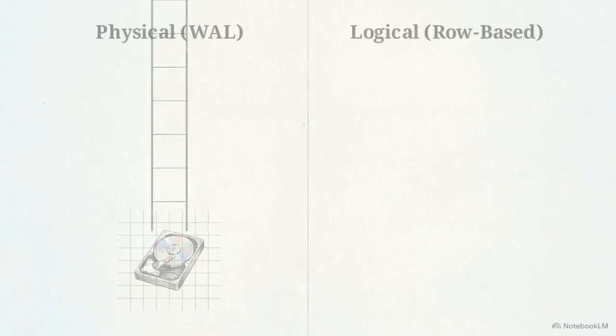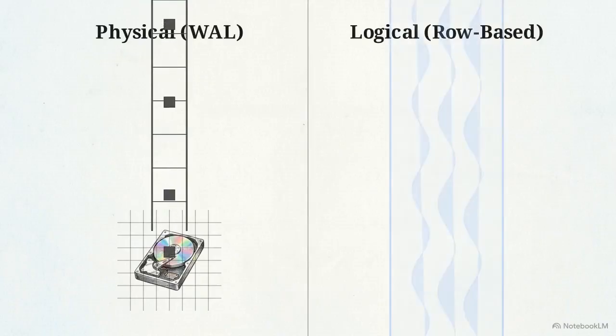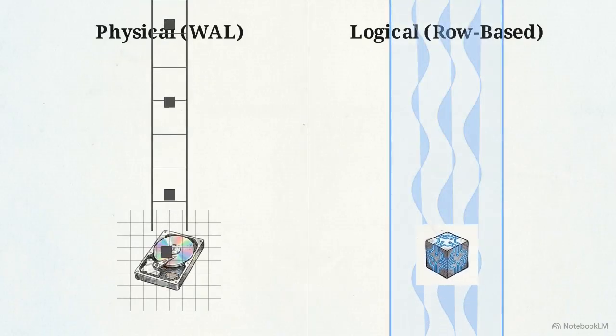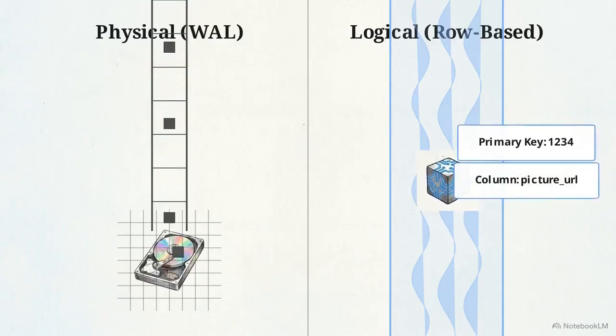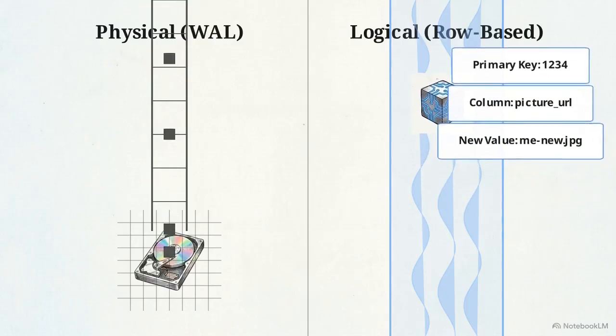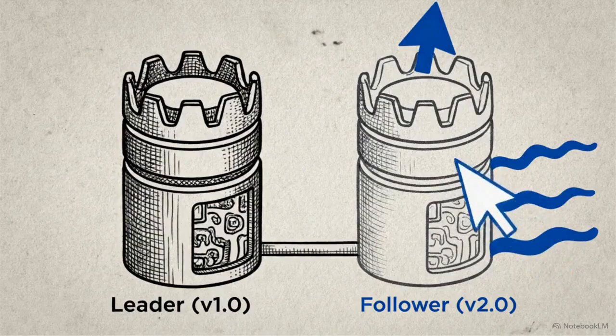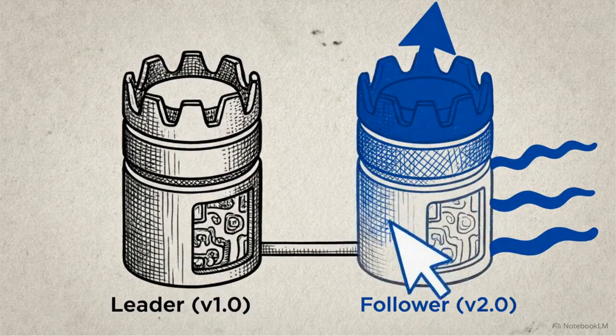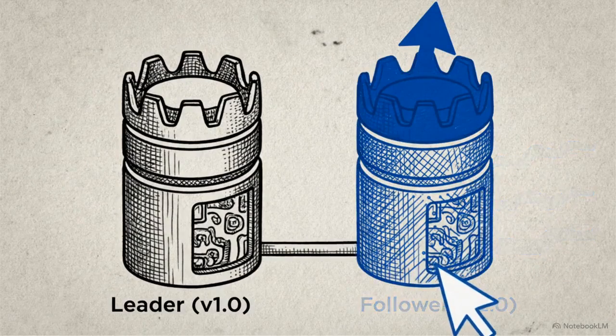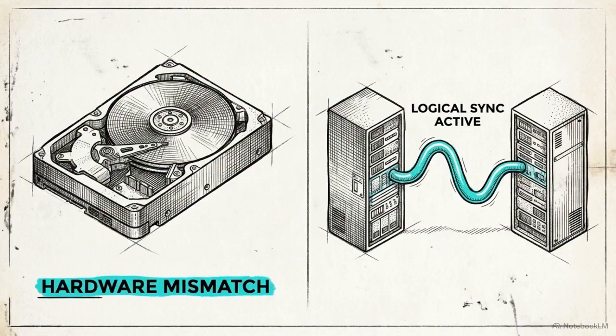Instead of shipping physical disk blocks, a logical log transmits parsed, row-level data payloads containing just the primary key, the column, and the new value. By decoupling the log from the storage engine's physical disk format, logical logs allow the leader and followers to run different software versions. Replication transitions from being a brittle hardware mirror into an interoperable data pipeline.